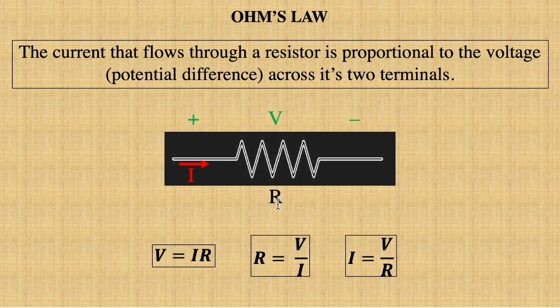These statements can be summarized with an equation as follows. This equation shows that voltage is directly proportional to the current, the resistance being a proportionality constant. This can also be rearranged to calculate resistance and current.